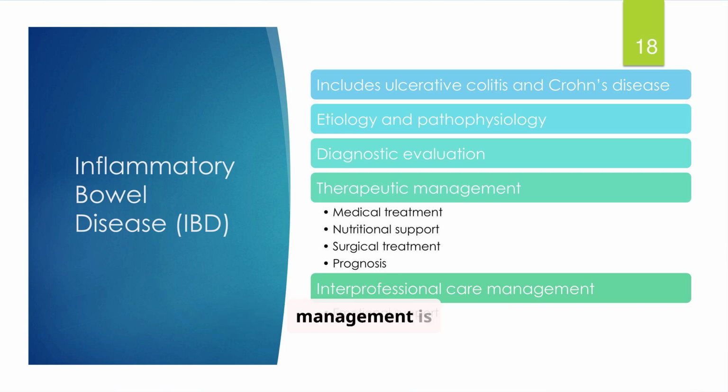Interprofessional care management is essential, including providing emotional support due to the chronic nature of these conditions. These aren't your typical belly bugs. Crohn's can affect anywhere from mouth to anus. UC sticks to the colon. Expect weight loss, diarrhea, and anemia. Treatment: immunosuppressants, steroids, and sometimes surgery. Support is key. These kids can feel isolated.